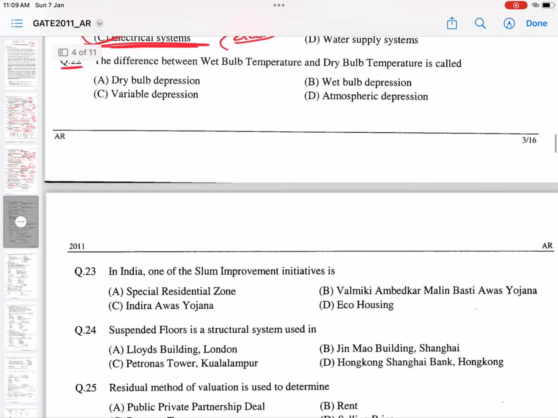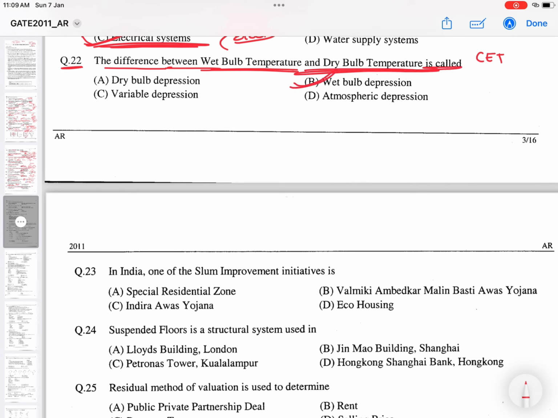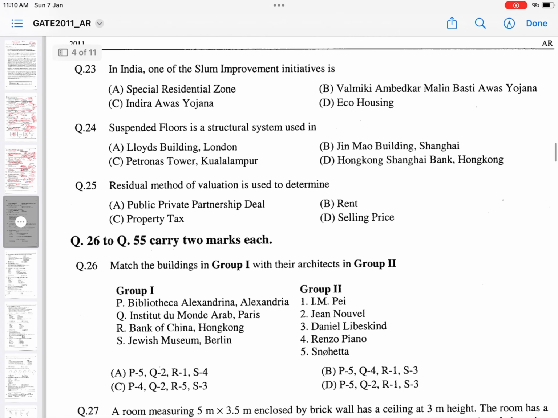The difference between wet bulb and dry bulb temperature. I will tell you, there is one book, Manual of Tropical Housing and Climate, I guess. It is a very important book. You should read it, and in that book only you will find thermal quantities and all of these terms. Wet bulb, dry bulb temperature, what is that chart, what is CET, and everything. Now coming on to the question, the difference between wet bulb temperature and dry bulb temperature is called wet bulb depression.